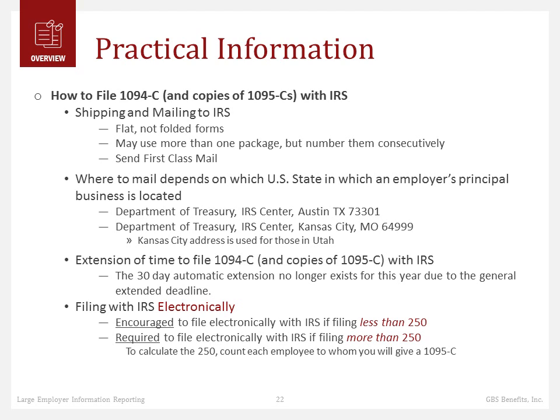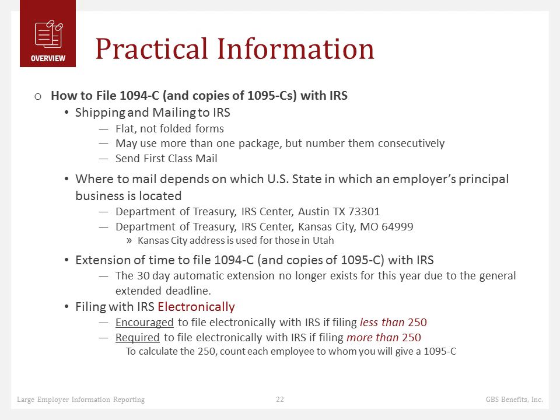So the 1094C goes to the IRS. If you are not filing electronically and you're shipping and mailing to the IRS, you need to put the forms in envelopes where they're flat and not folded. You may use more than one package to put the forms in, but they need to be numbered consecutively, and you need to send first-class mail. Where you mail to the IRS depends on which state your principal business is located in. For those of you whose principal business is located in Utah, you're going to be mailing to the Department of Treasury IRS Center in Kansas City. So just put a star by that.